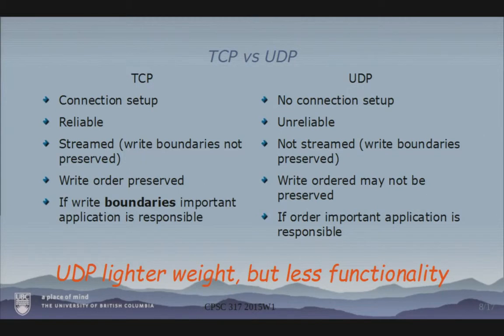You get it in whatever the network decides it wants to give it to you in. It might give it to you one byte at a time. It might give it to you all at once. It might give it to you in 15-byte chunks or something like that. But you have no notion of where the boundaries with respect to the writes were. So that makes it quite challenging when you want to send data that has boundaries in it.